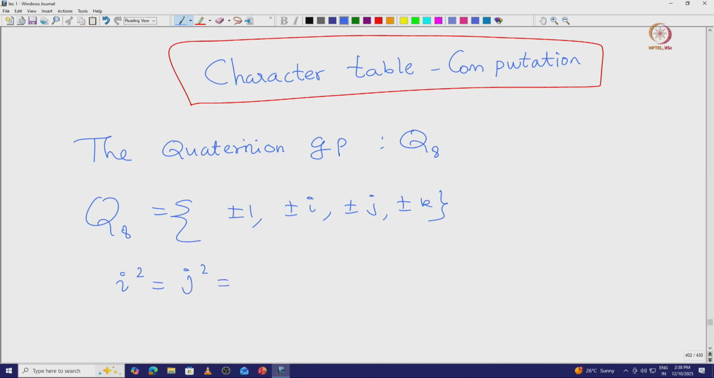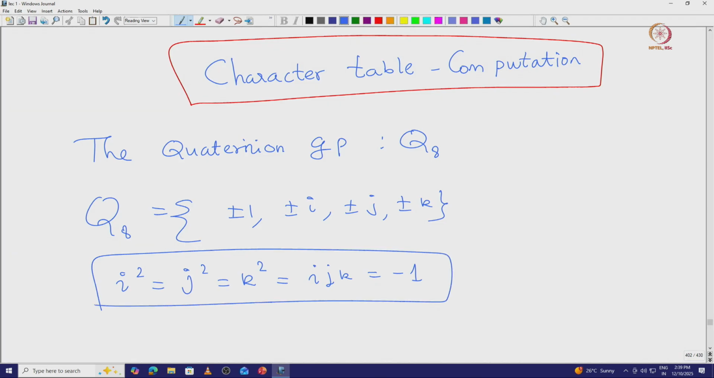So, i square, j square, k square, all of them are minus 1, and when you multiply i j k, that is also going to be minus 1. Using this you can recover all possible multiplications of these elements. This is basically a non-abelian group of order 8. If we take i j, that is going to be exactly k, and then we can also write down other possible products. Maybe I will leave it as an exercise.